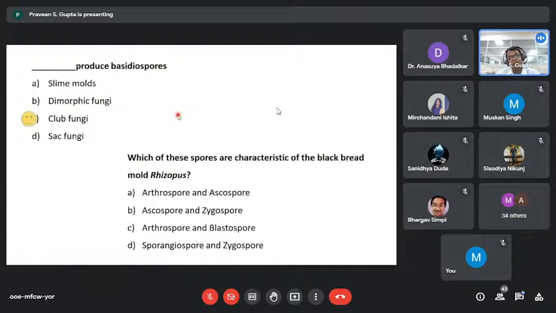It is club fungi. And the other question is, which of these spores are characteristic of black bread mold, that is Rhizopus. And we have gone through two kinds of spores, one is sporangio and second is zygo. So obviously the answer will be sporangiospore and zygospore. So option D. This is how they ask questions. So that's why I am including all the question patterns.